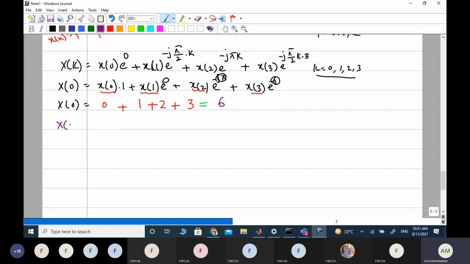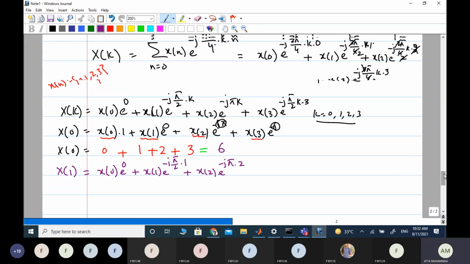So now let's compute X of 1. Then what is X of 1? x of 0 e to the power 0 plus x of 1 e to the power minus j pi by 2 times 1 plus x of 2 e to the power minus j pi times 2, right? If I'm not mistaken.